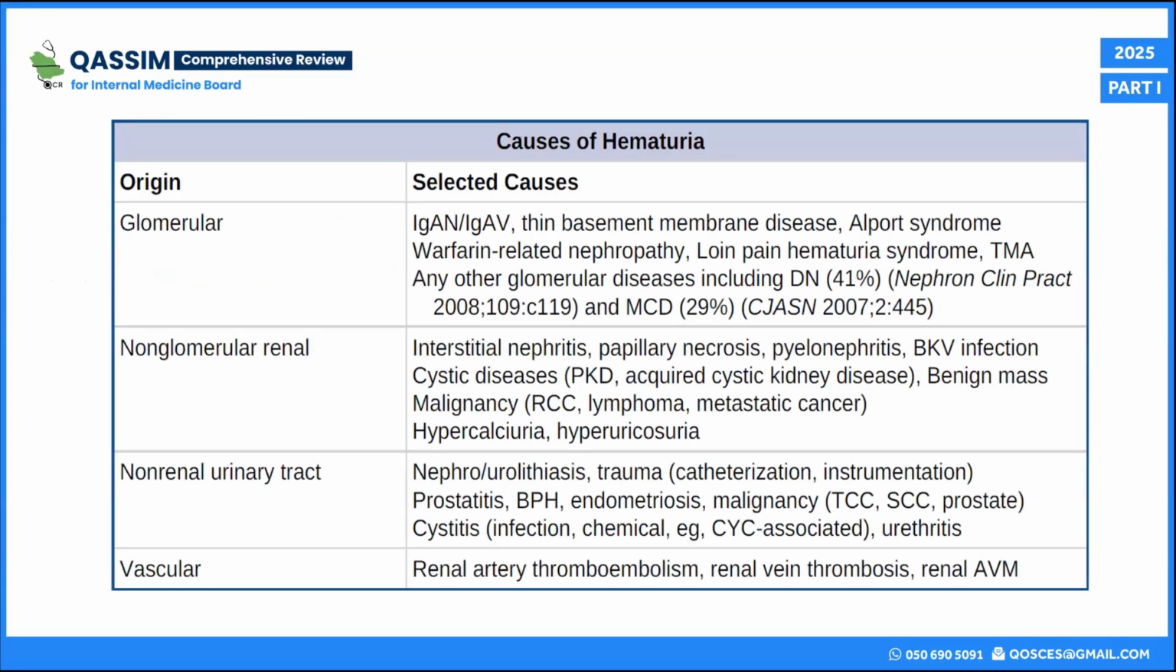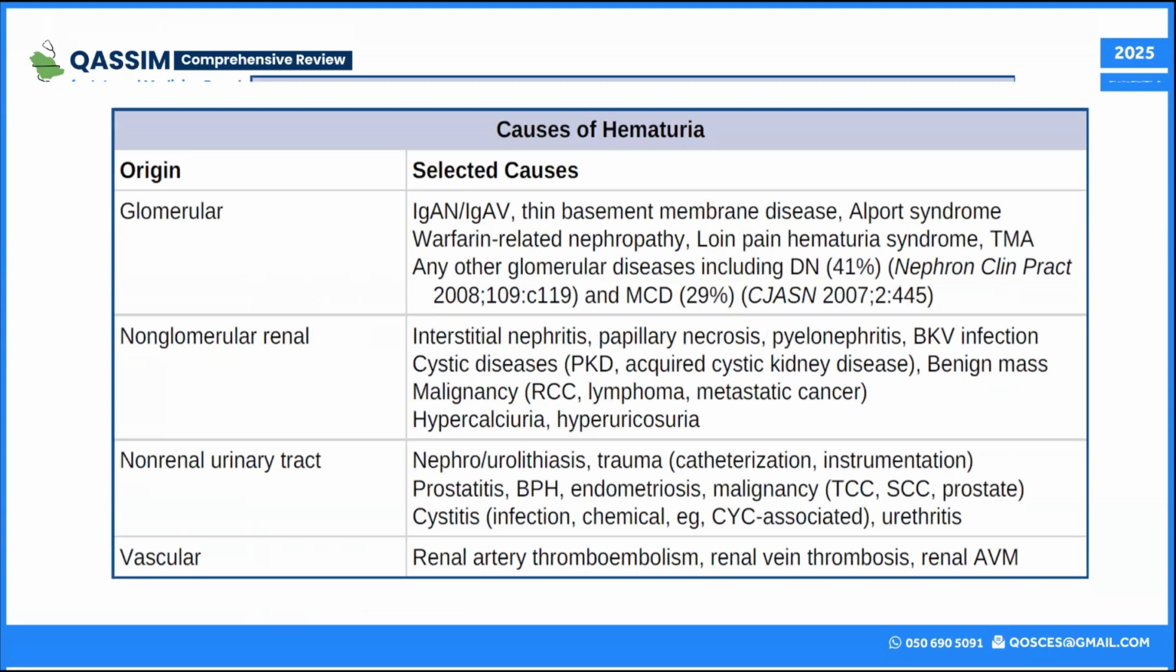Since hematuria is a cardinal feature of nephritic syndrome, not always does hematuria equal nephritic syndrome. So please, we have to rule out other causes. We have glomerular causes, which are the most common: IgA nephropathy, thin basement membrane, and Alport syndrome. But we have non-glomerular causes of hematuria, for example interstitial nephritis, papillary necrosis, pyelonephritis, polycystic kidney disease. What about non-renal but urinary causes? We have trauma, BPH, prostatitis, etc. Malignancy also. So please, we have to rule out other causes of hematuria, not always the glomerular cause.